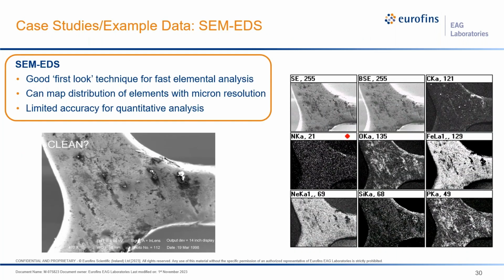Here's an example of some data that came from an SEM EDS. We see we get this good first look technique, and not only are we able to produce high resolution images, we can do a map distribution of elements with micron resolution on those images. Now, when it comes to the quantification of this, it can sometimes have limited accuracy.